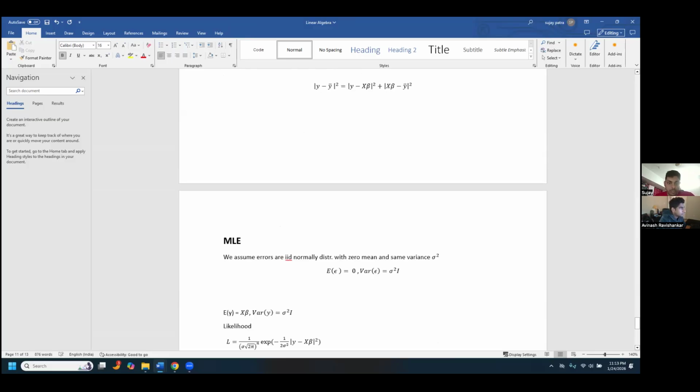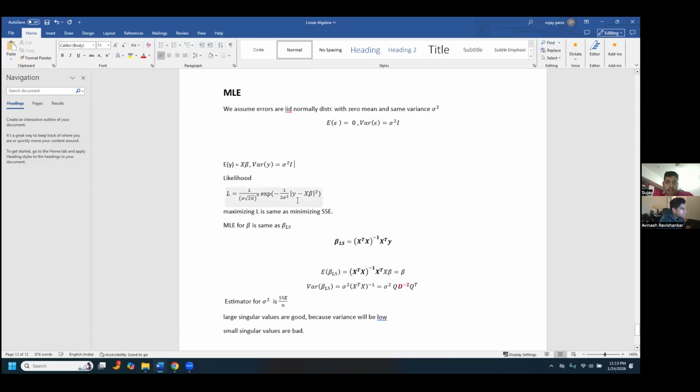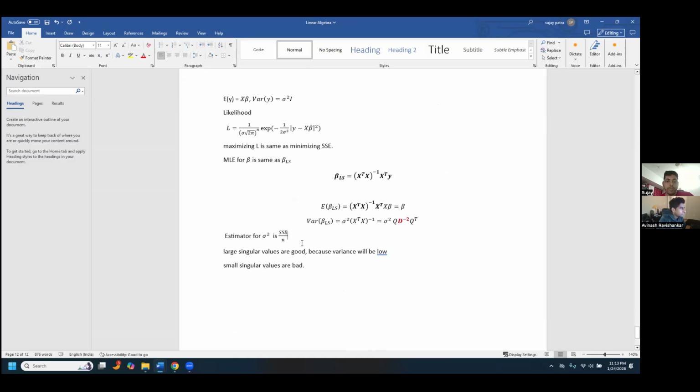And then we also discussed what if we assume that the errors are normally distributed, and then we have a likelihood function, and it turns out that maximizing the likelihood is the same as minimizing the sum of squares. So you get the same solution for beta. You don't have to remember two formulas, the formula remains the same. But the additional thing is we have an estimator for sigma square, and we also have the expectation and variance of the beta estimate. The nice thing about this estimator is the expectation of beta hat is beta, and the variance of beta hat is this matrix sigma square Q D power minus 2 Q transpose.